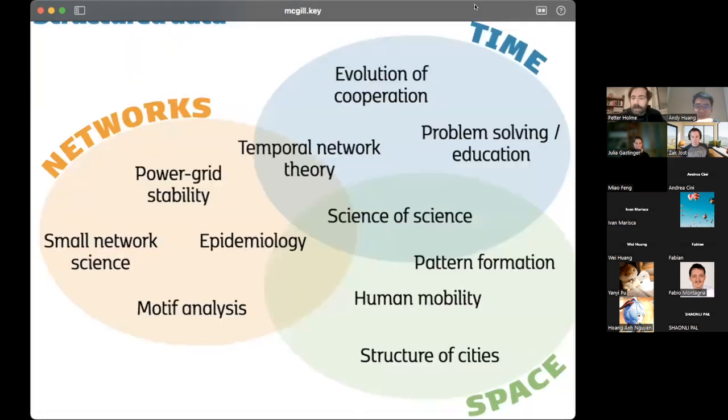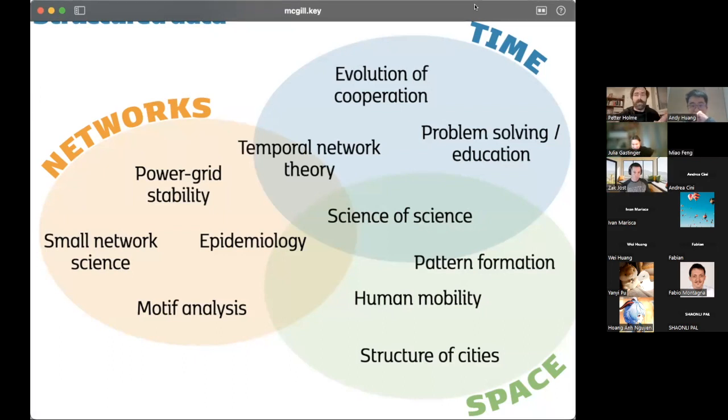Just a question. What do you mean by small network science? Oh, okay. You have to bring me back to another seminar. I have this idea, or line of research, that a lot of current data science is all about big data, scaling it to huge size.